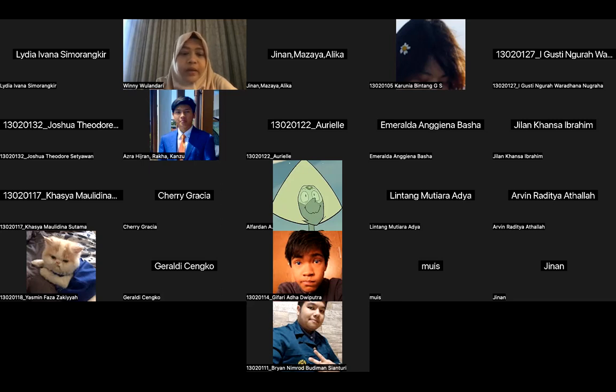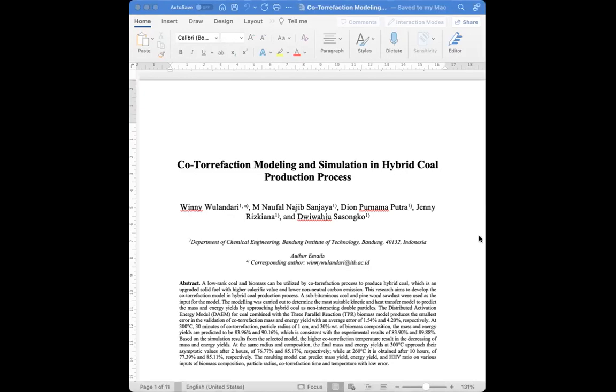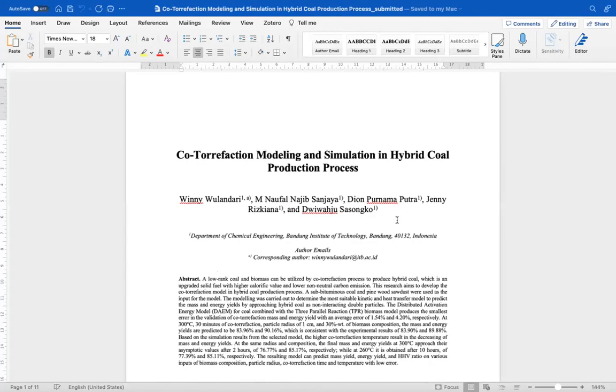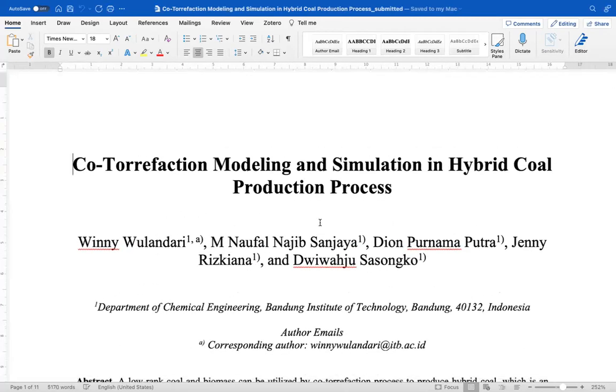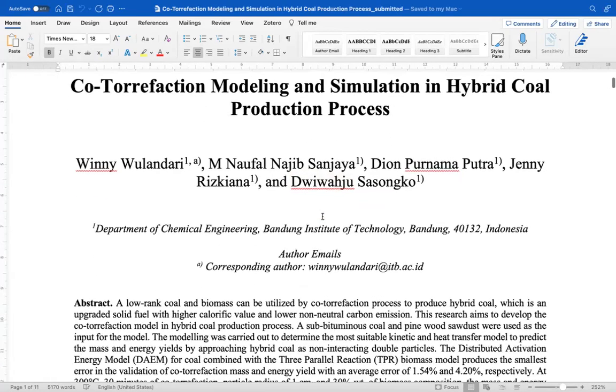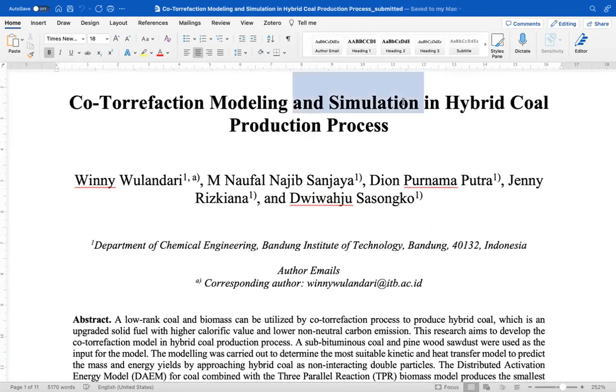Okay, so for example, this one is one of the simulations that we did with Dion and Naufal in 2018. So this is the simulation of a hybrid coal, and we treat it as a sphere, like a ball, and we want to know the temperature profiles and the reaction profiles.